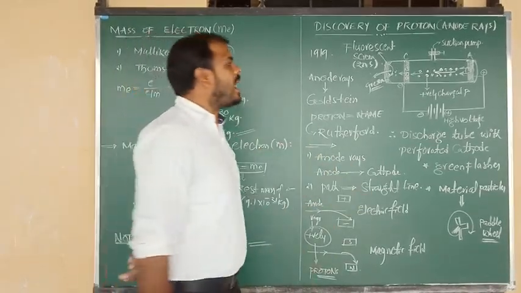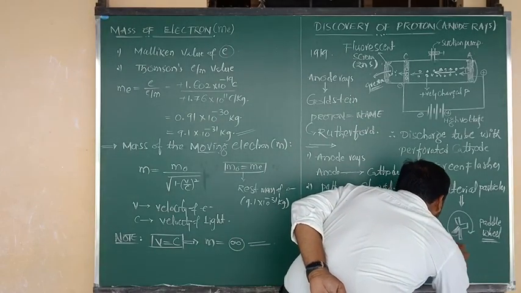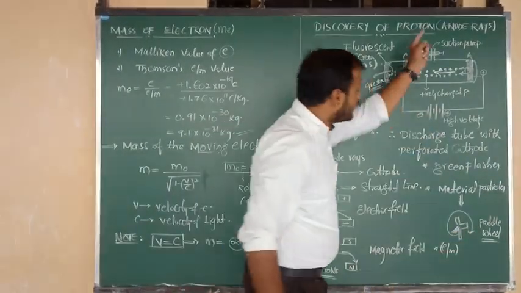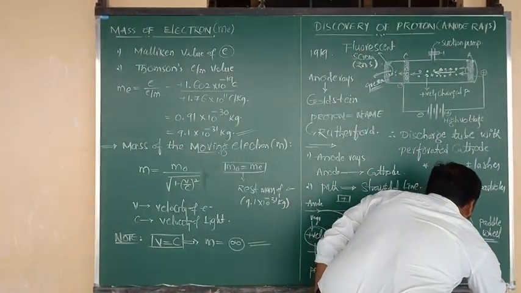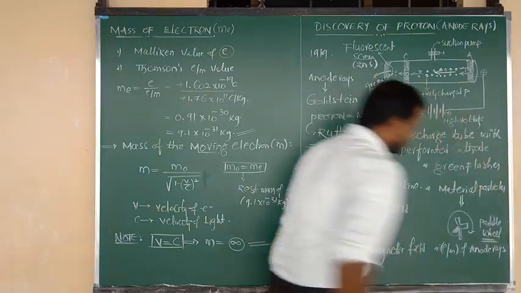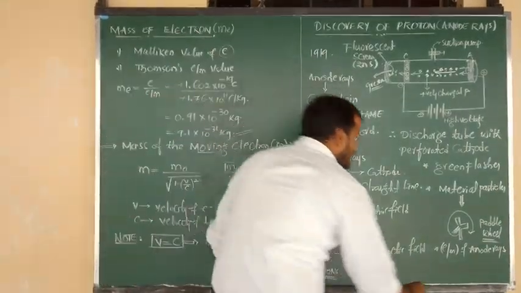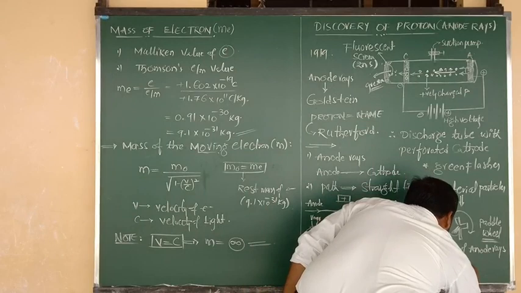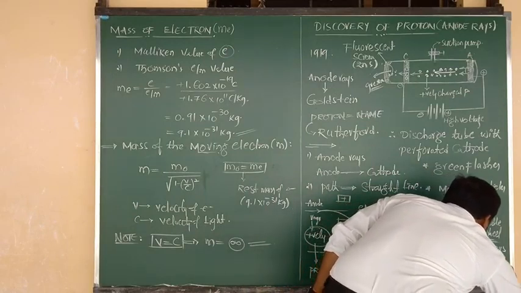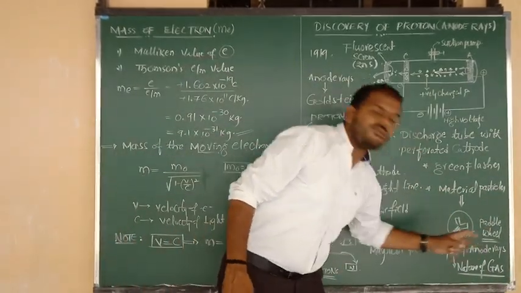Very good. Next I want to tell about the e by m value, the charge to mass ratio of anode rays. It always depends upon the nature of the gas. Sir, why does the e by m value of anode rays depend on the gas?